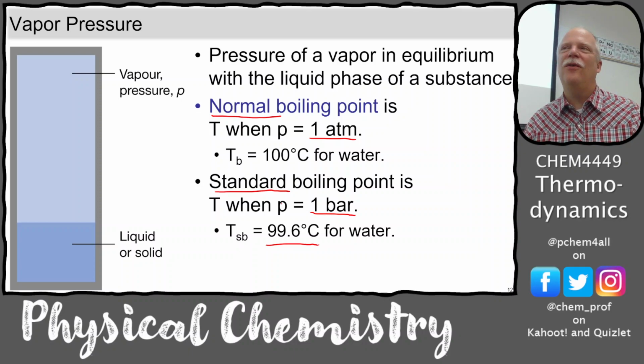I have no patience with these people who say, well, we want everything to be SI. Well, just call atm SI and define it, right? It's 101,325 pascals. There you go. It's SI now. But no, they wanted 100,000 pascals, and so they call it a bar. And then it changes everything. And now it's 99.6 C for the standard boiling point, but it's 1 atmosphere and 100 C for the normal boiling point.